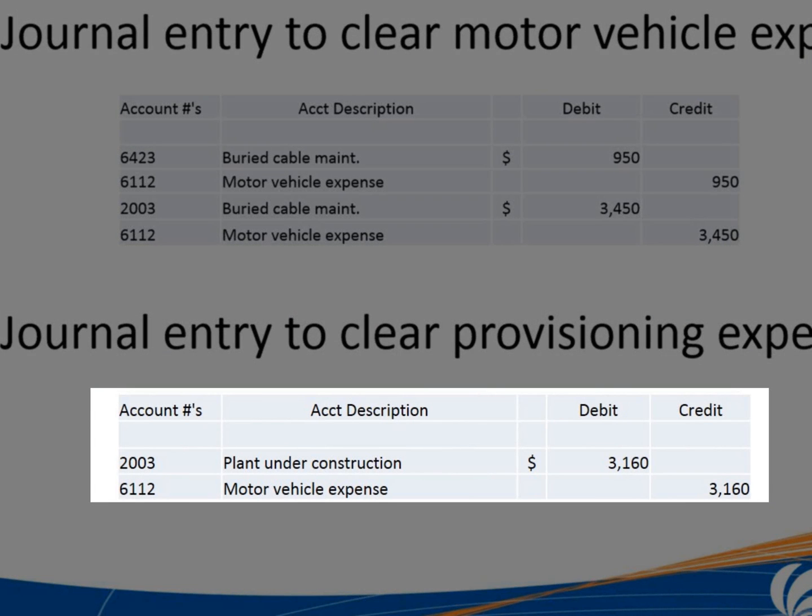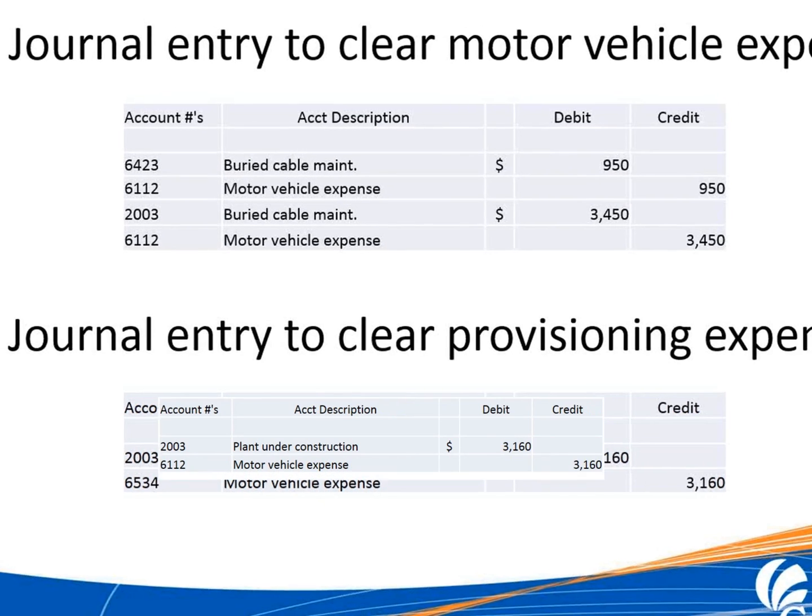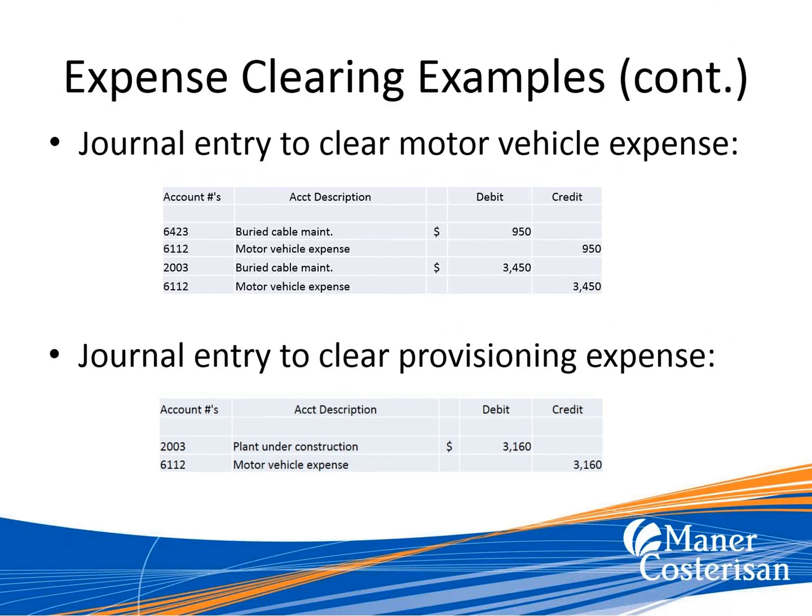The journal entry to clear provisioning expense would be 2003 account, buried cable maintenance plant under construction, $3,160, and motor vehicle expense, $3,160 credit, further reducing. This concludes the indirect expense clearing portion of the presentation. So now I give it back to you, Christy.